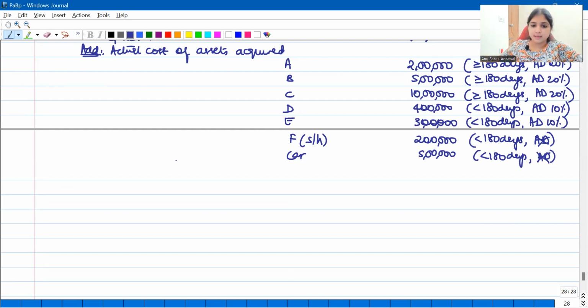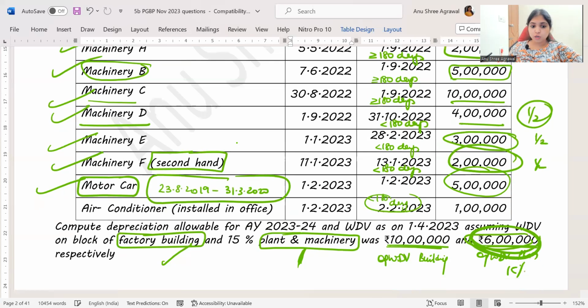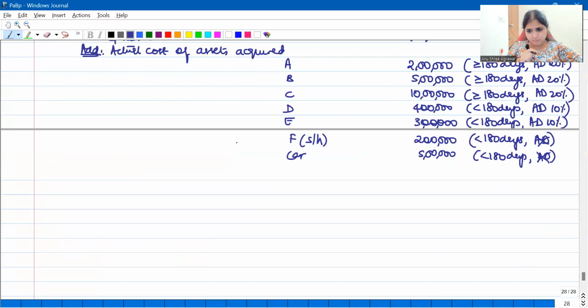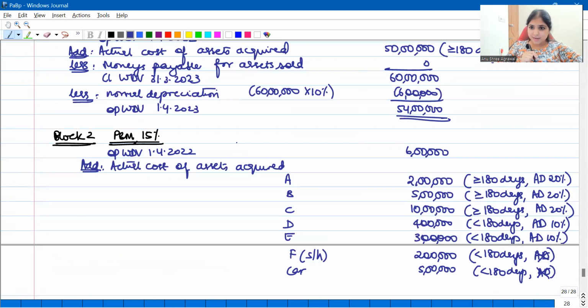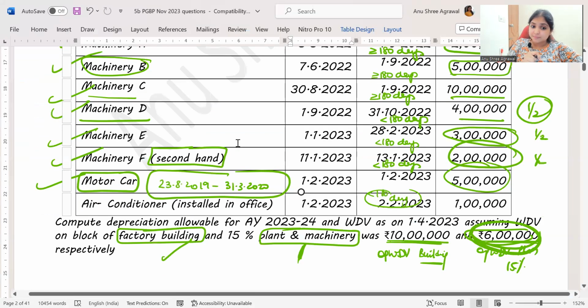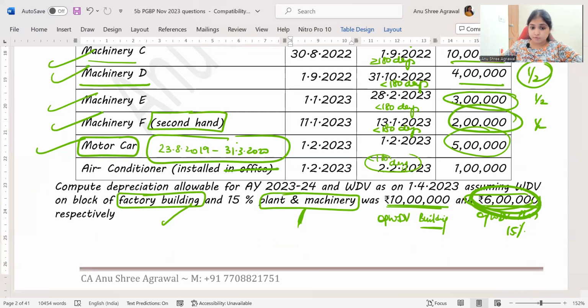Okay, then next, what else? We have an air conditioner installed in the office. Will this come into this block? Is it plant and machinery? It is not building, guys. It's not furniture. It is not intangible. Everything else is plant and machinery. So yes, plant and machinery. Is it 15% plant and machinery? Yes, general plant and machinery 15%.